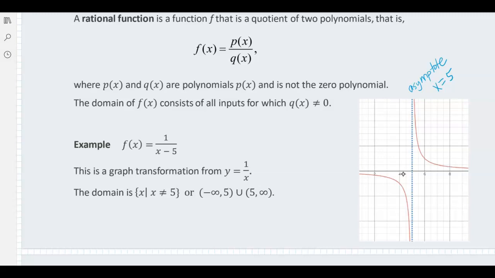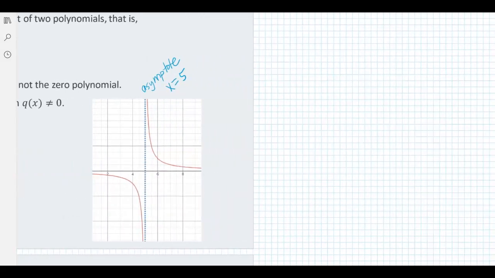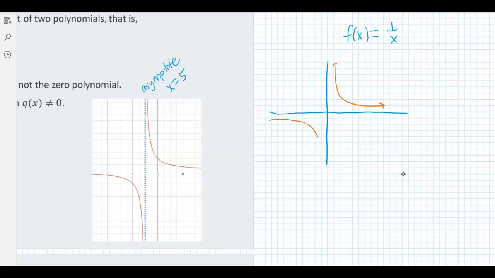In general, let's talk about what the graph of 1 over x looks like. So the graph of 1 over x is split up because if we have 1 over x, we can't have 0 being included as part of the graph. So it actually looks like this. And then the other part of the graph is here.